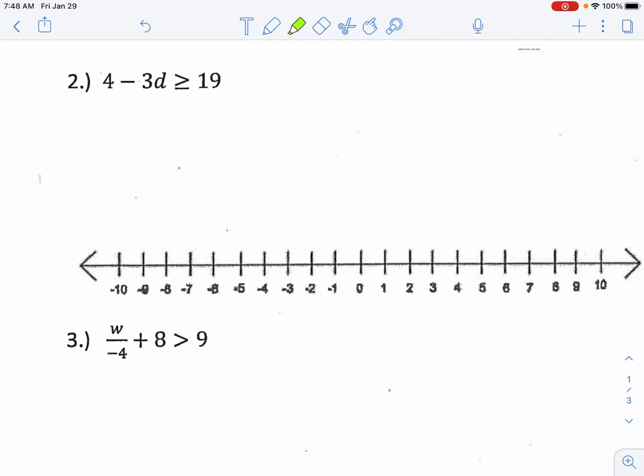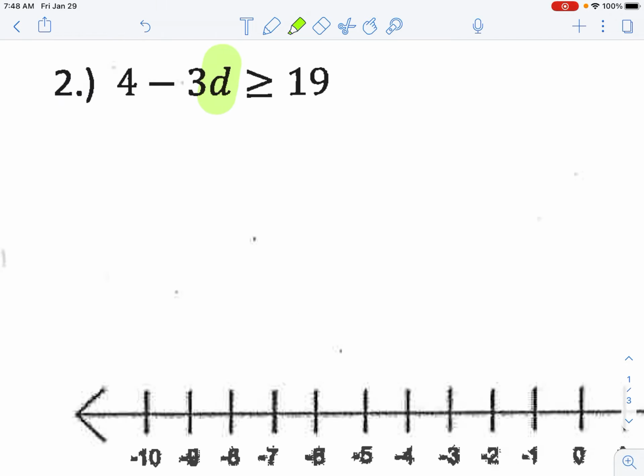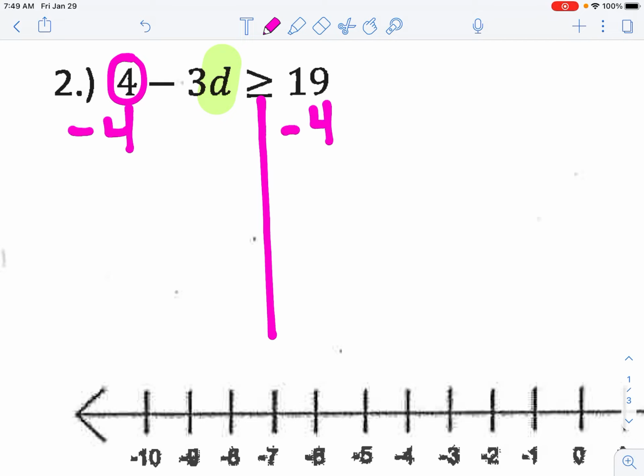Number 2. Is the variable to the left of the inequality? Yes, it is. So we're going to go ahead and solve. Draw your mirror. First thing I have to get rid of is 4. So I'm going to subtract 4 from the left and subtract 4 from the right. So then I have negative 3d is greater than or equal to 15.